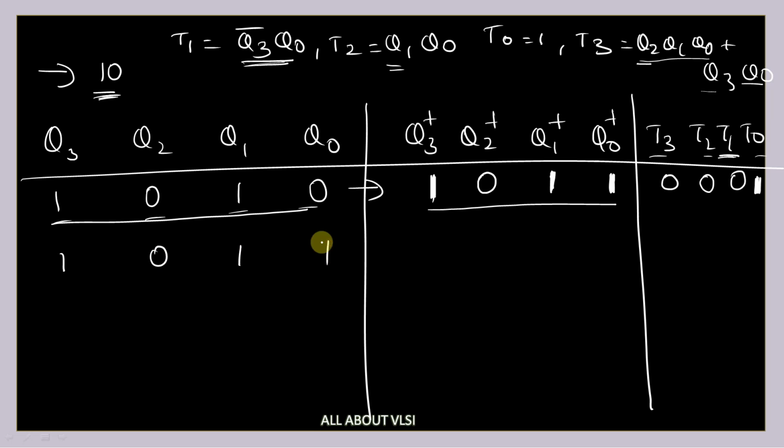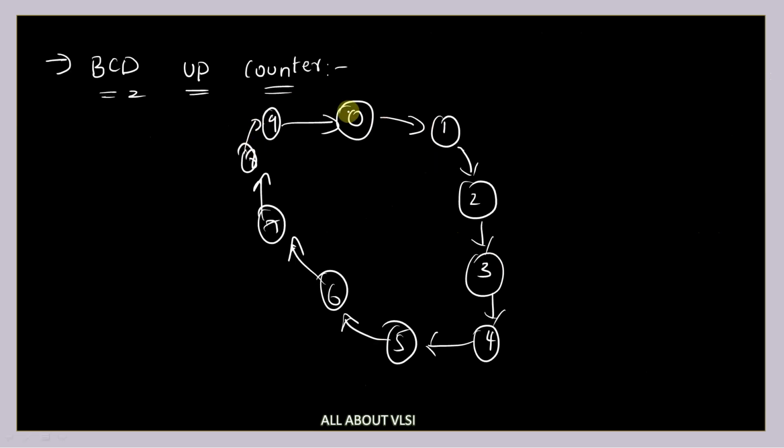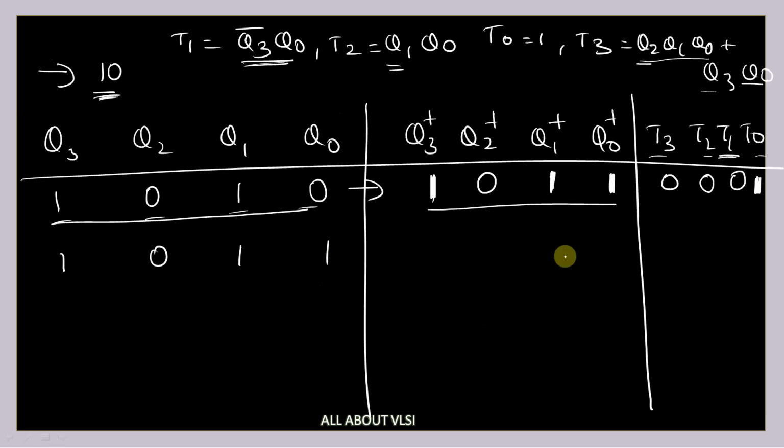By using the same method, let me first find out the values of T3, T2, T1, T0, and from that I will find out the next states. Because I don't know the next states, I have only this particular state diagram. If my present state is equal to 10, I don't know what my next state is. If my present state is equal to 11, I don't know what my next state is. So for this, I'm doing these particular calculations.